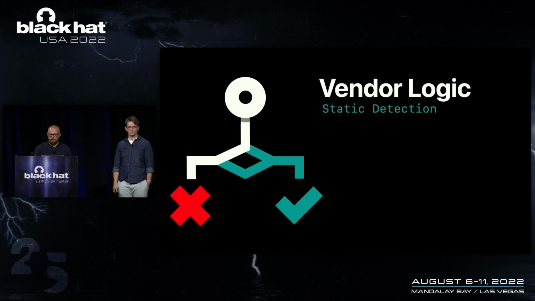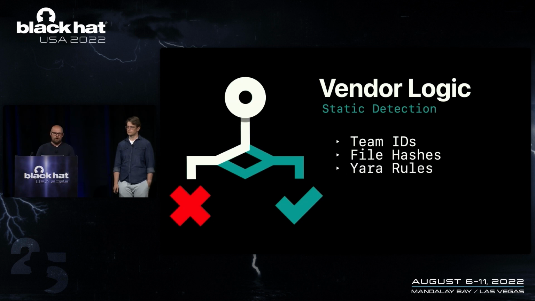So for this reason, traditional indicators of compromise work really well. Team IDs or developers that have been identified as malicious in the past is an easy thing to quickly look up and block, file hashes, file fingerprints of known malware. And then, of course, Yara rules work fantastic as well, allowing us to scan for byte patterns or strings and blocking if we see ones that we don't like.